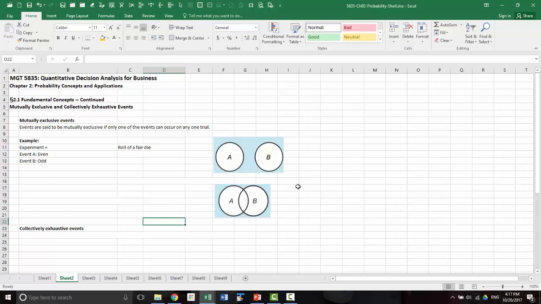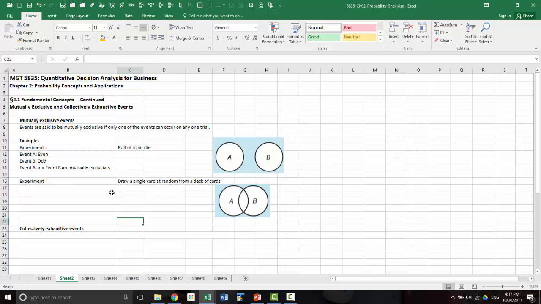So it's something like this. If A is even and B is odd, there is nothing common between A and B, and therefore events A and B are said to be mutually exclusive. Now let's look at another example.